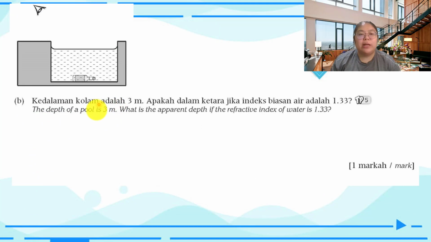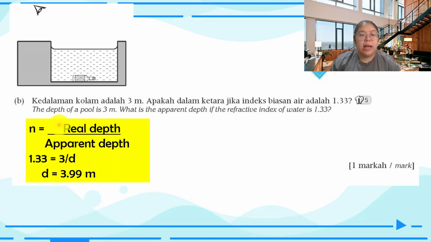Okay, now the depth. They give you the real depth as 3 meters. What is the apparent depth? They give you a refractive index of 1.33. Remember the formula, n equals capital D over small d. So n equals real depth over apparent depth. So 1.33 equals the real depth, 3, over small d. So I get the apparent depth is 3.99 meters.